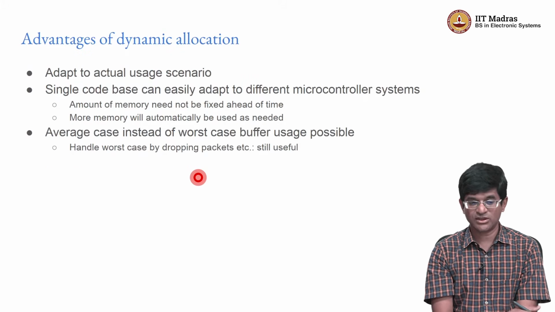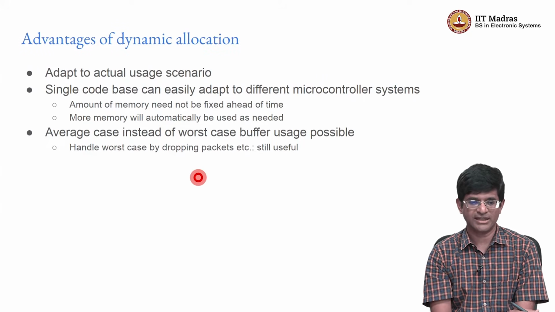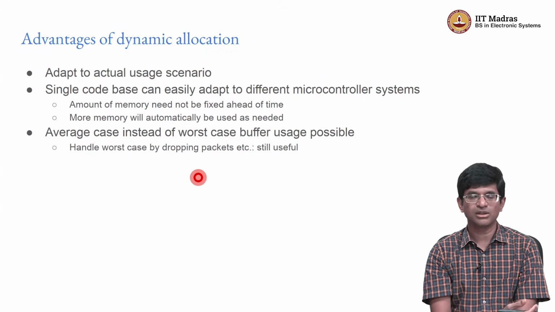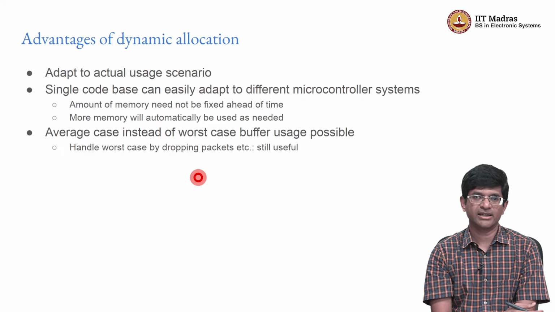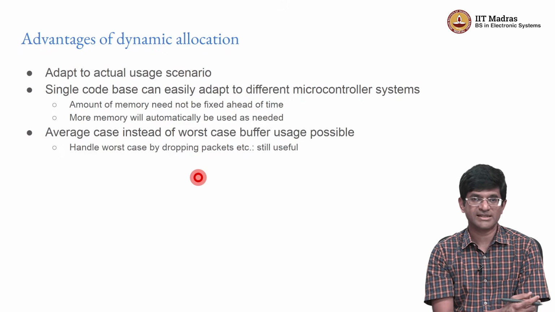What are the advantages of dynamic allocation? Very simple, you can adapt to the actual usage scenario, right? With a single code base, I can actually target different microcontrollers which have different amounts of RAM. I don't need to say that, hey, I'm designing for something which has only 1 megabyte of RAM. Let's say that later I change to a system which has 4 megabytes of RAM, everything just works. I don't even need to recompile.